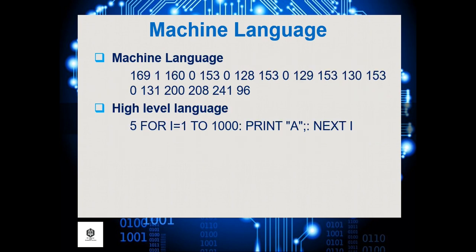An example of machine language is 1691, 1600, 1530, 128, 1530, 129, 153, 130, 153, 0, 131, 200, 208, 241, 96. In high-level language, the example is: 5 for I = 1 to 1000, print A, next I.